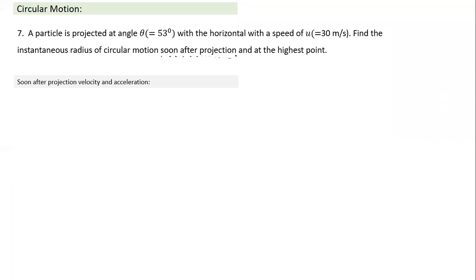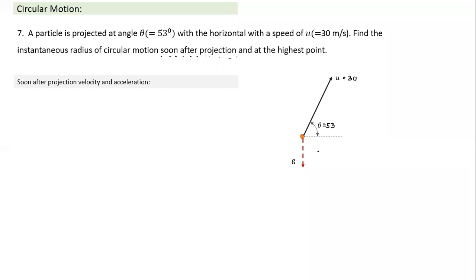We need to know the velocity vector and the acceleration vector. Soon after projection, what is the velocity vector? What is the acceleration vector? That's what we need to find the radius of circular motion. If I draw a figure, this is my velocity vector. This angle is 53 degrees and the magnitude is given as 30 meters per second, and the acceleration is downward, this is g. So this is what is given here.